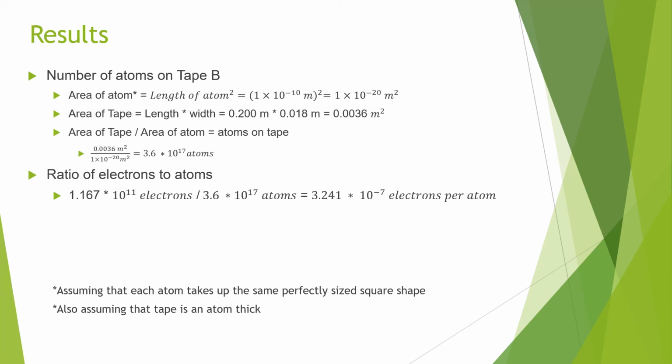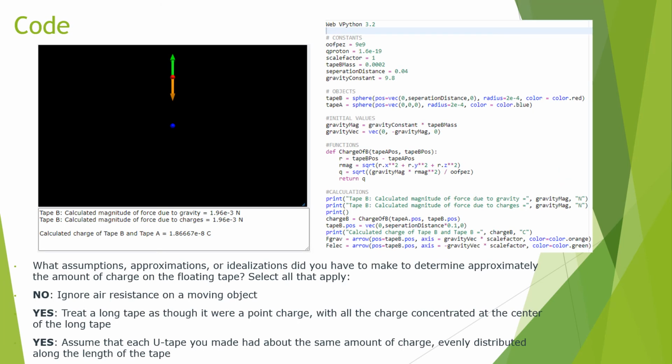With the amount of electrons that are deficient calculated, and using the assumption that each atom takes up the same perfectly sized square shape, and assuming that the tape is 1 atom thick, we could determine the amount of deficient electrons per atom, which we compute as 3.241 times 10 to the negative 7 electrons per atom. And now onto the code that supports the experiment.